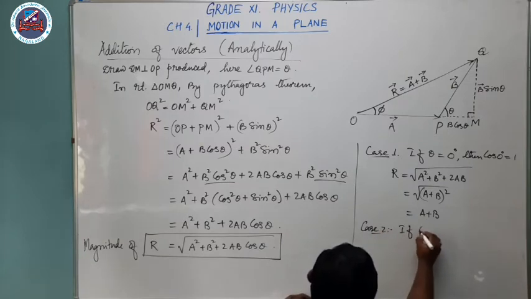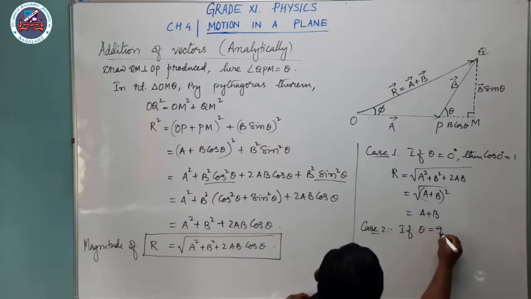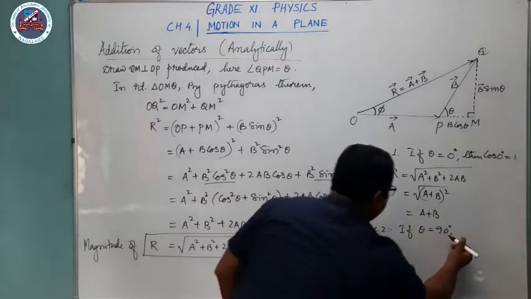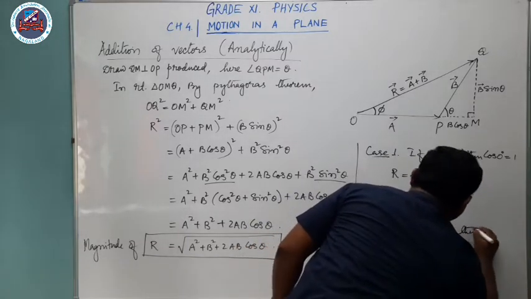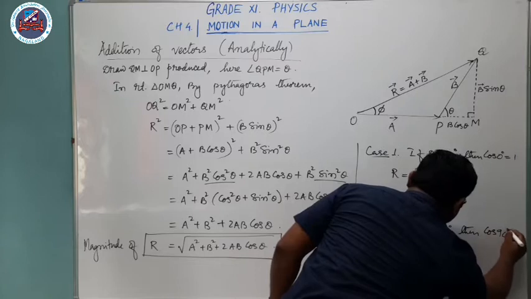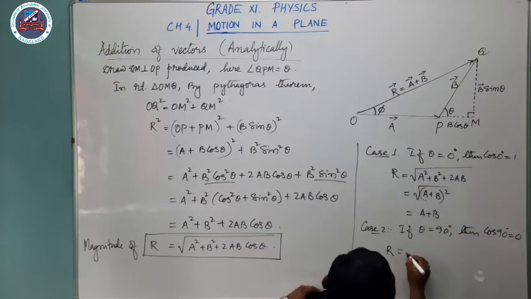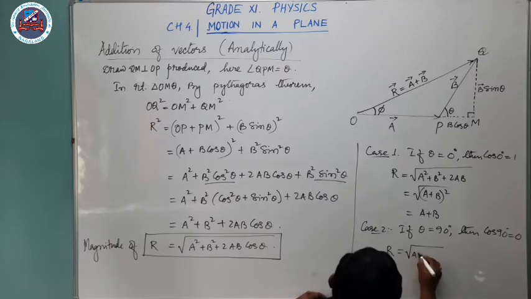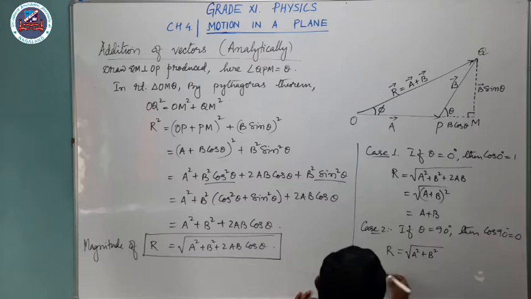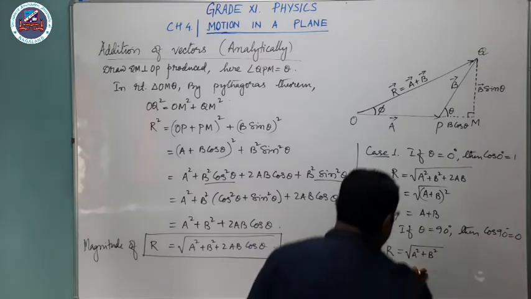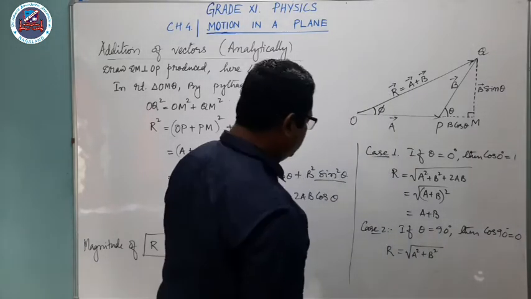Case 2: if theta is equal to 90 degrees, then cos 90 degrees is equal to 0. In that case the resultant will be root over A square plus B square, since the cos term will not arise.